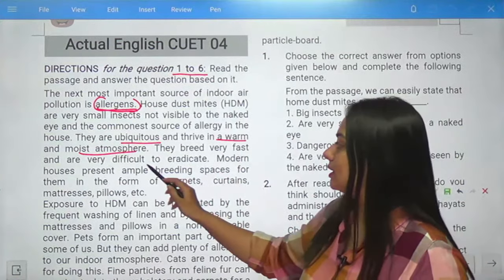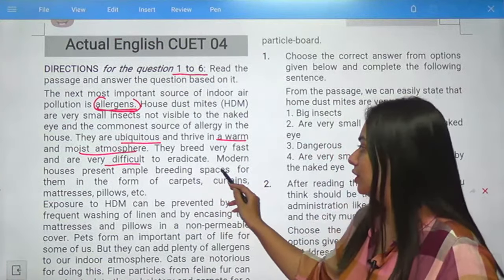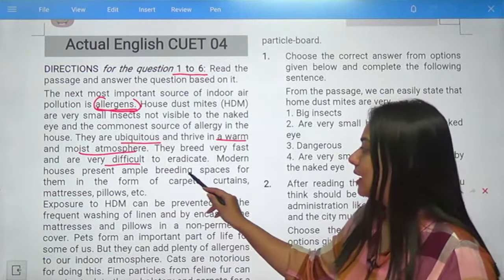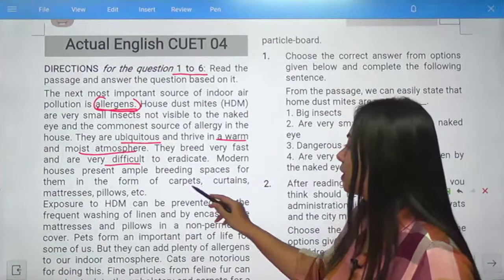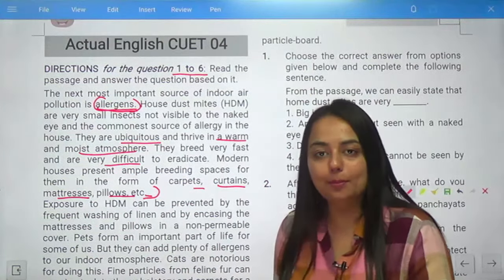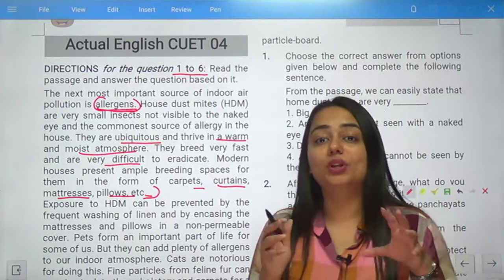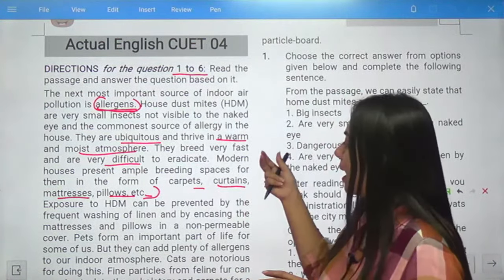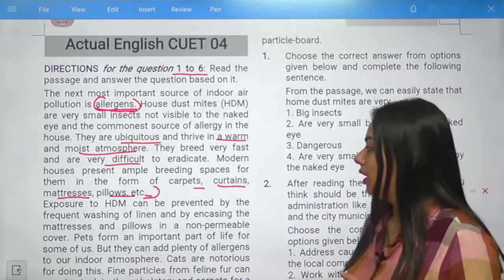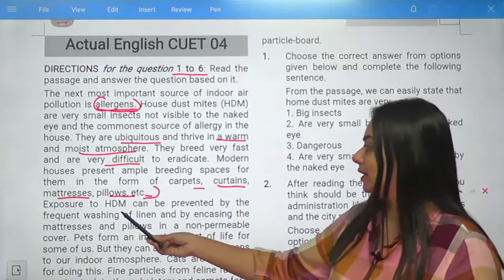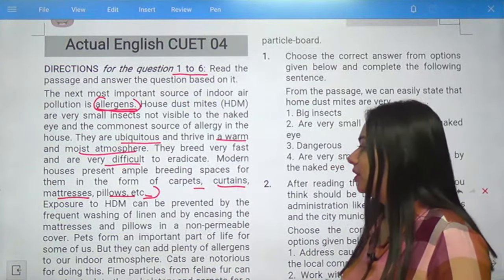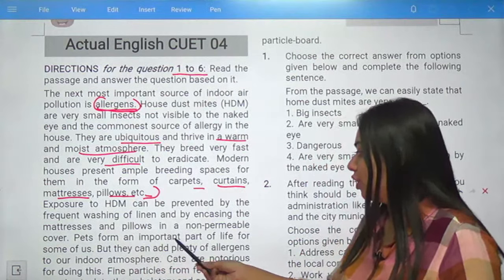They breed very fast and are very difficult to eradicate. कि उनको eradicate करना बहुत difficult है. Modern houses present ample breeding spaces for them in the form of carpets, curtains, mattresses, pillows. Now he has further given examples to prove why we find so many allergens in our house. तो उन्होंने बताया है passage में, carpets में, curtains में, mattresses में और pillows में, you can see these. Exposure to HDM can be prevented by the frequent washing of linen and by encasing the mattresses and pillows in a non-permeable cover. So pets form an important part.